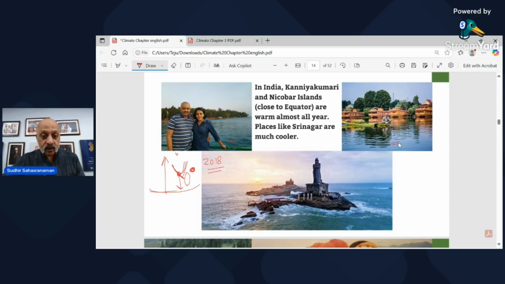This is from Srinagar, and this is Kanyakumari. This is the Vivekananda Rock, and this is the statue of the poet Saint Tiruvalluvar.